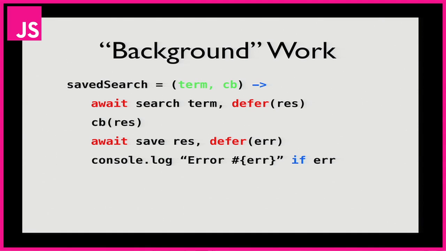But then I could do other things like save to disk or, I don't know, do something else in the background. And this is also possible with IcedCoffeeScript. In this case, after I've done a search, I call back my callback with the result. Here's your result. Then I can save the file to disk and then report an error or something. So just because you call your callback doesn't mean you're done. You could do a lot of interesting things.